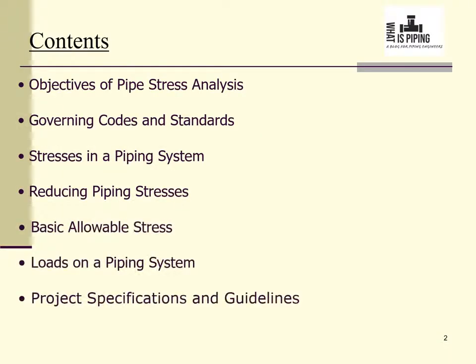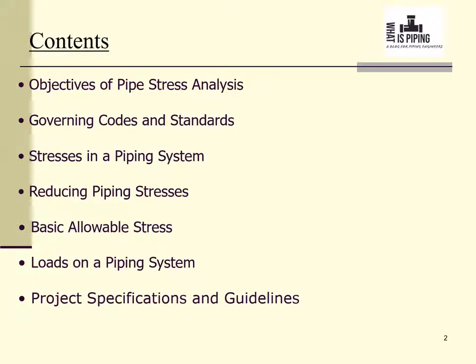The main points that will be covered in this presentation are objectives of pipe stress analysis, that is, the reason for performing pipe stress analysis, then governing codes and standards, various codes and standards that govern the pipe stress analysis process, then stresses in a piping system, the causes or reasons for piping stress generation, then reducing piping stresses, means what are the methods that can be followed to reduce, or how piping stress analysis helps in reducing piping stresses.